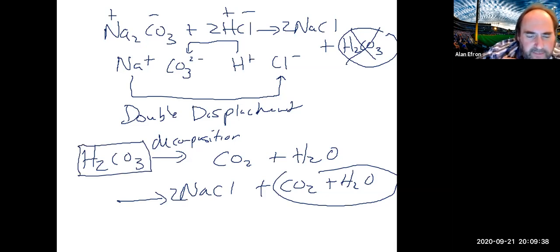So really what's happening in this case is you have a double displacement reaction followed by the decomposition of one of the products. And one of those products is what you make, the CO2, which is the bubbling and fizzing that you would see.